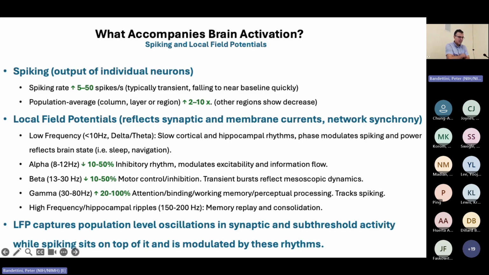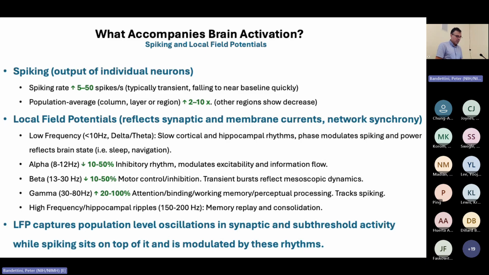The local field potentials, which reflect synaptic and membrane currents and network synchrony, consist of several different types of information. There's low frequency, less than 10 hertz, which is delta and theta. That includes slow cortical and hippocampal rhythms. It phase modulates the spiking, and the power reflects the brain state, either sleep or navigation.